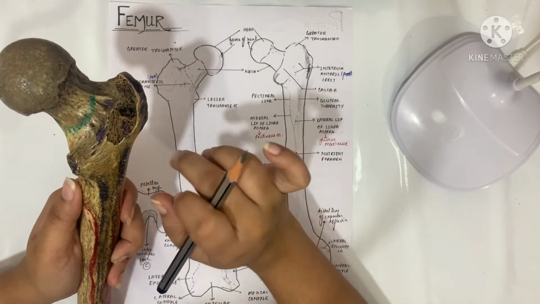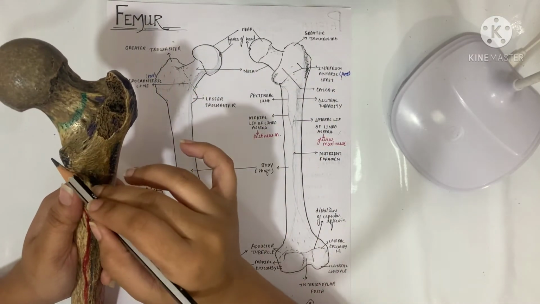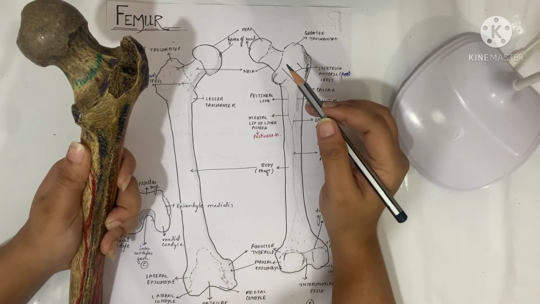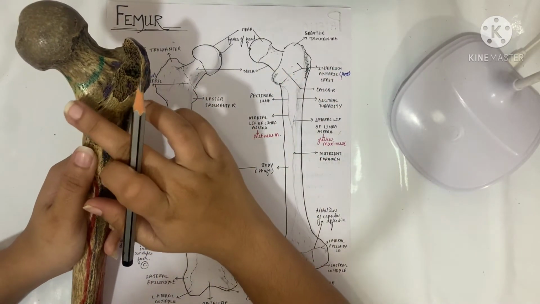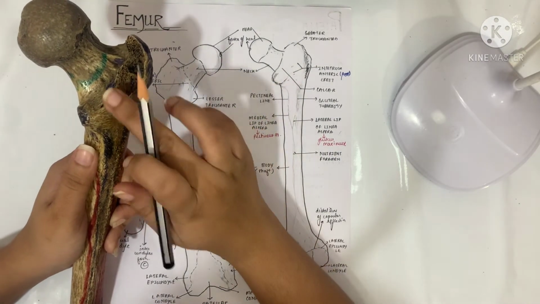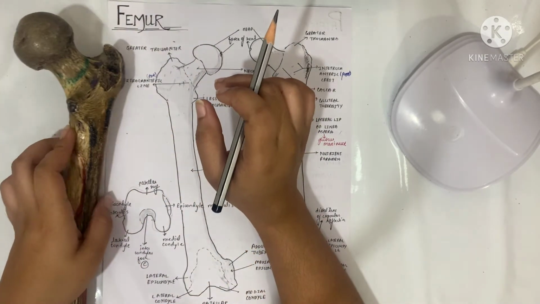Then lesser trochanter, it is a small pyramid. See, lesser trochanter, small pyramid. The lesser trochanter is a small projection which lies posteromedially at the junction of the neck with the shaft.